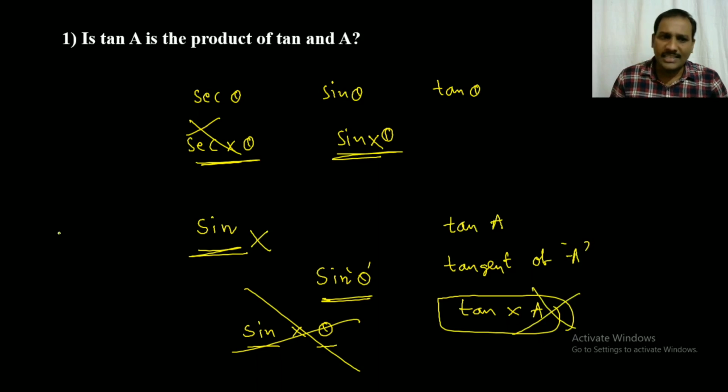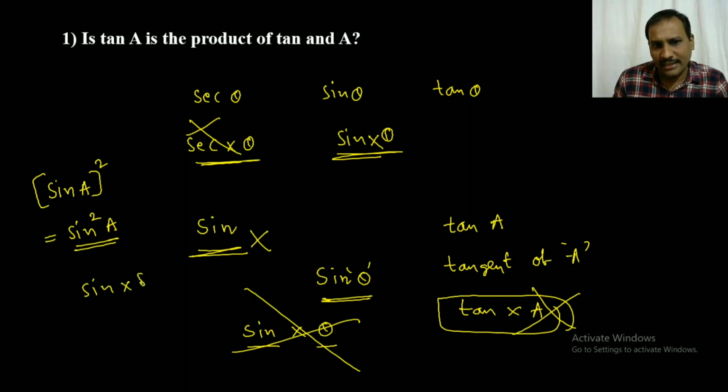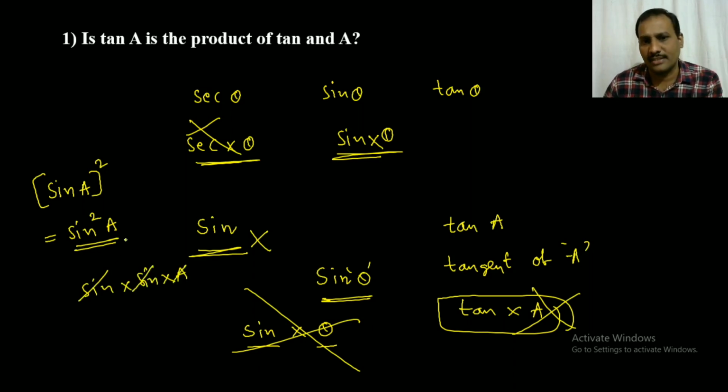Sometimes we use sine A whole square, that is the square of sine A. You can simply write it as sine square A. Sine square A means sine A whole square. It is nothing like sine into A. So sine or sine square, these are called the trigonometric functions. It is not the product of the function and the angle.